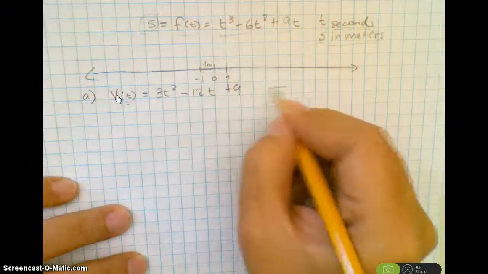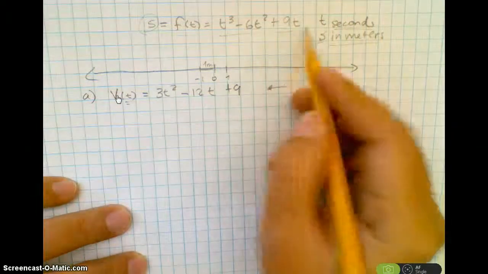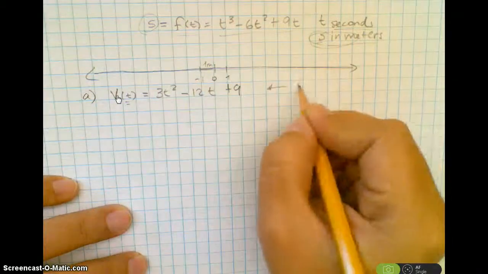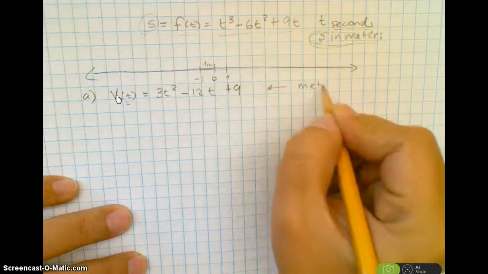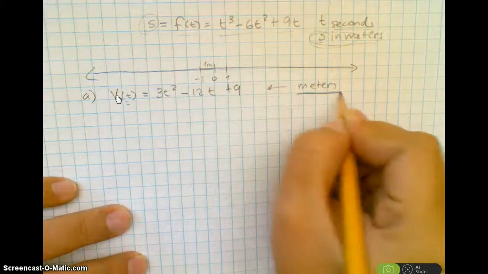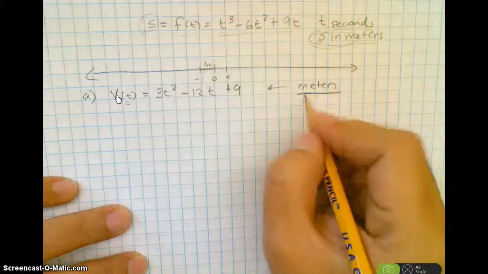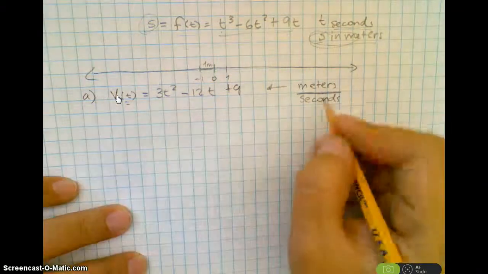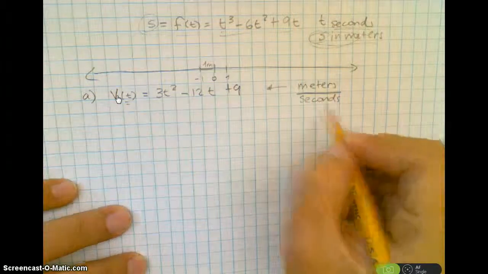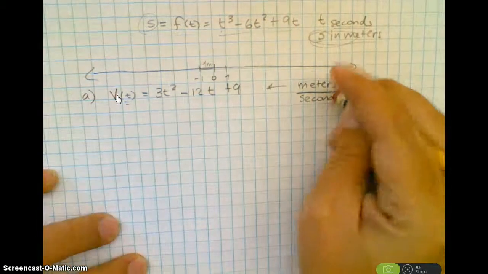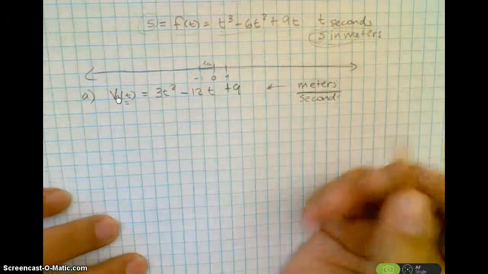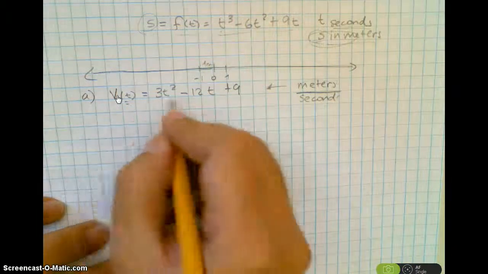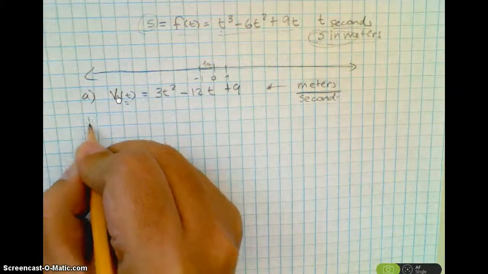Now the units of this velocity, since it's the rate of change, will be the y units from the previous function over the x units of the previous function, which in this case is seconds. So I know my velocity is going to be meters per second. So I found part A, the velocity function for any given time.